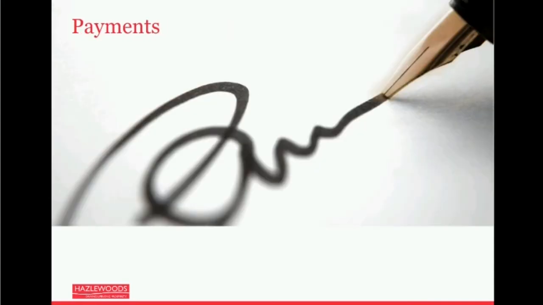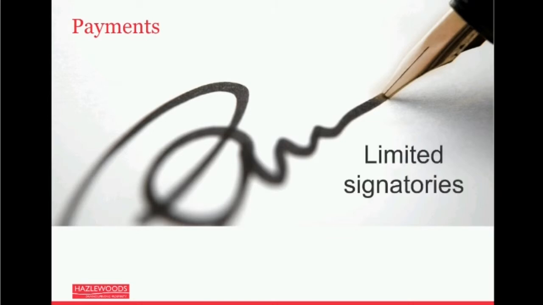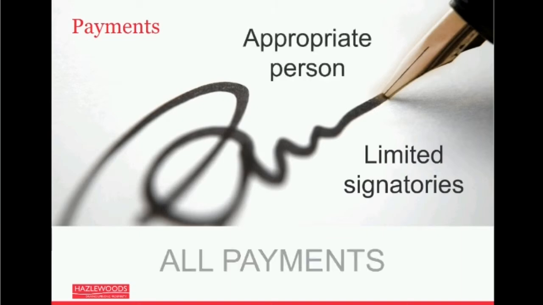Payments. There must be a system in place to ensure there are controls over payments from client accounts. There must be limited signatories on the client accounts, and the COFA or an appropriate person must sign off on all payments made from the client account. Signing a copy of the report or emailing a confirmation is good evidence of this.